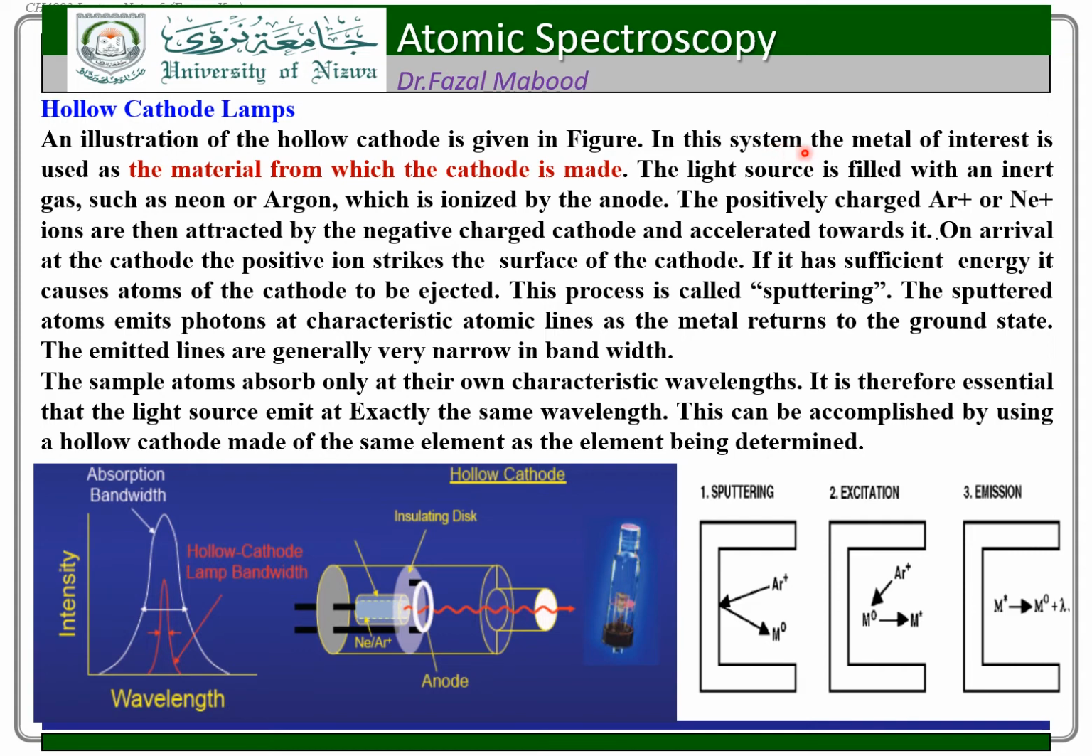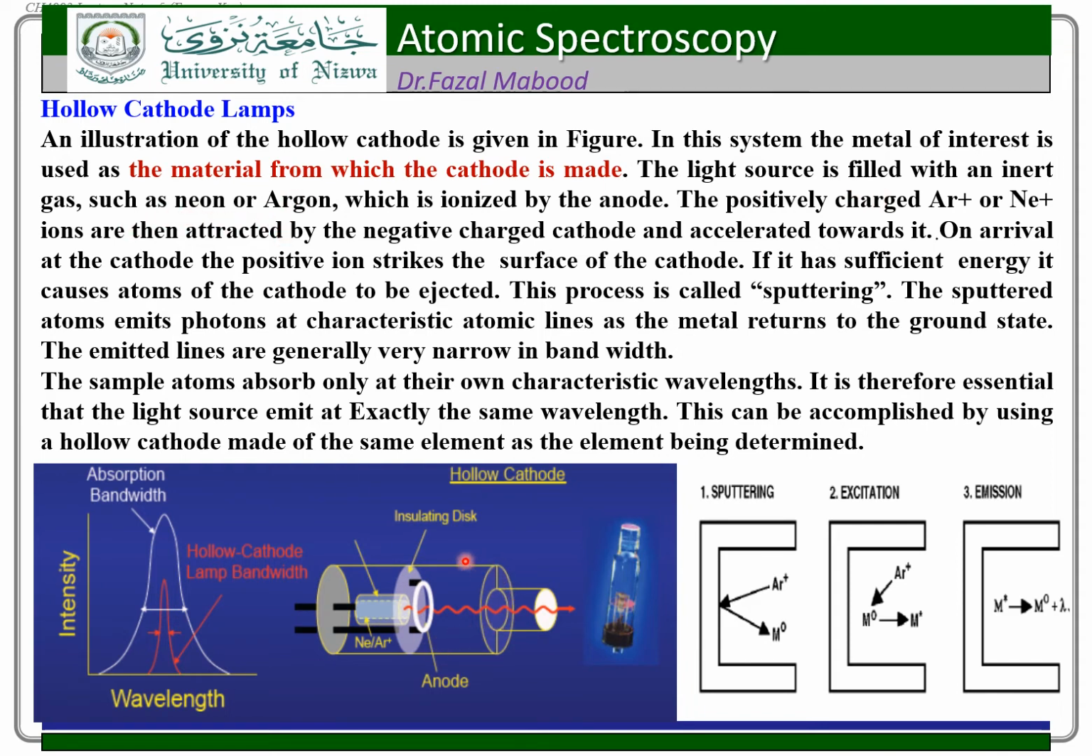In this system, the metal of interest is used as the material from which the cathode is made. Here you see this is the cathode part. So usually the cathode is made of the material which we are going to analyze. So we can say that the cathode material will be the material of interest that we are going to analyze or quantify. The light source is filled with an inert gas such as neon or argon.